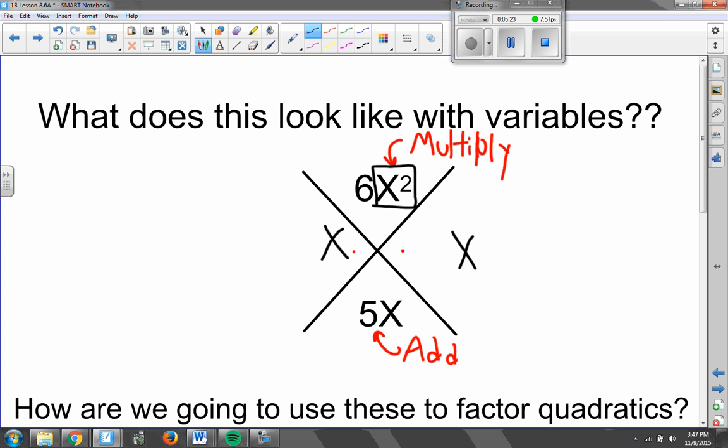The question is, what two numbers should I put in front of them to get 6, but add up to be 5x? Well, I could try a 1x and 6x, but I think those will add to be 7, so that's no good. That's not what I want. I could try 2x and 3x. That's it, because 2x and 3x multiply to get 6x squared, and they add together to get 5x. So now I have my two factors here, 2x and 3x.